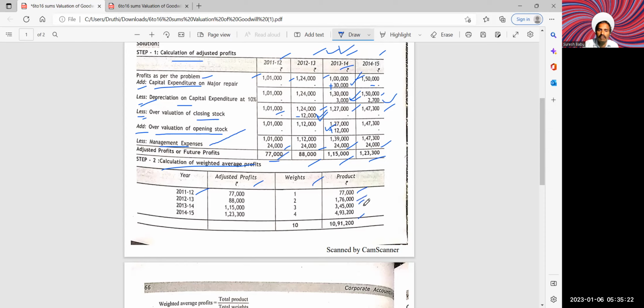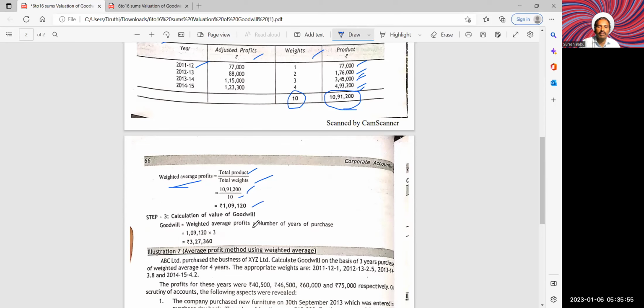So 77,000, 1,76,000, 3,45,000, 4,93,200. That is 77,000 into 1, 88,000 into 2, 1,15,000 into 3, 1,23,300 into 4. Total weights is 10. Total product is 10,91,200. Now, weighted average profits. Total product divided by total weights, 10,91,200 divided by 10, is 1,09,120 rupees. This is the weighted average profit.